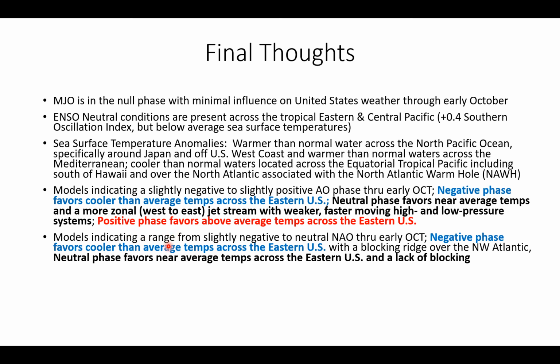Models are indicating a range from slightly negative to neutral NAO right on through early October. A negative phase of the NAO favors cooler than average temps across the eastern U.S., as well as across Western Europe. And there's different types of these negative NAOs. There's east-based and there's a west-based negative NAO. And really where that block sets up across the North Atlantic, it really makes a difference on who's more impacted, the eastern seaboard of the United States or Western Europe. It's really interesting to watch it. But anyway, we have a blocking ridge with a negative NAO over the Northwest Atlantic. The neutral phase of the NAO favors near average temps across the eastern U.S. and a lack of upper level blocking.